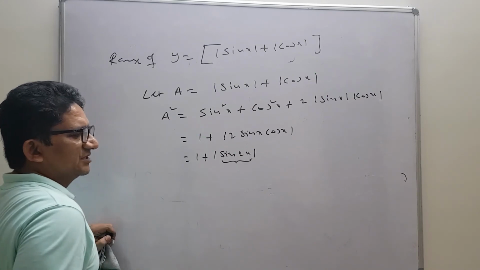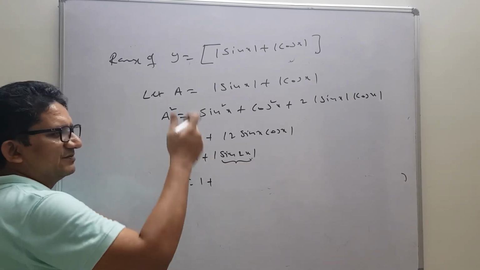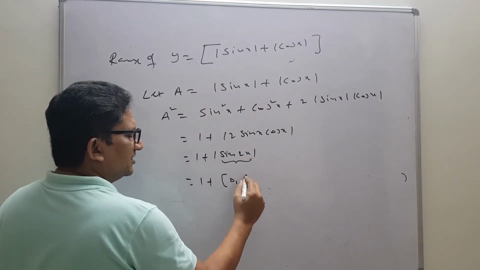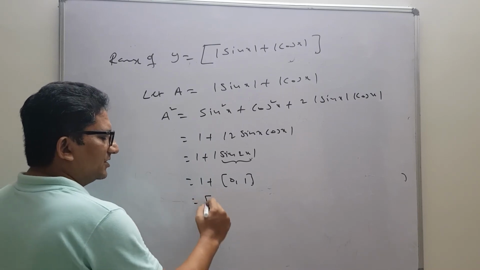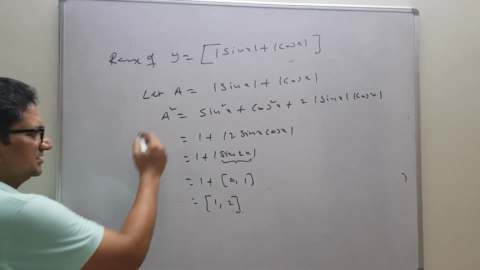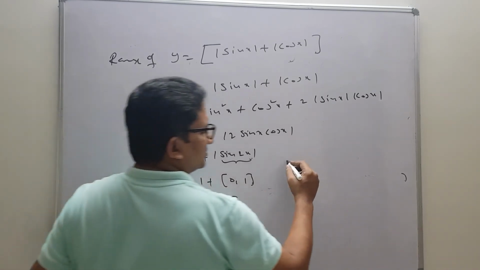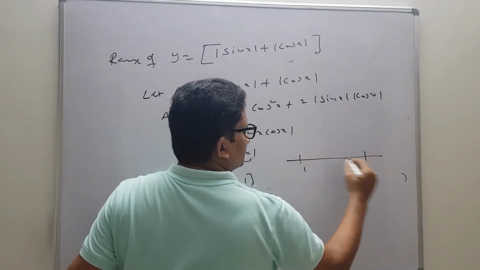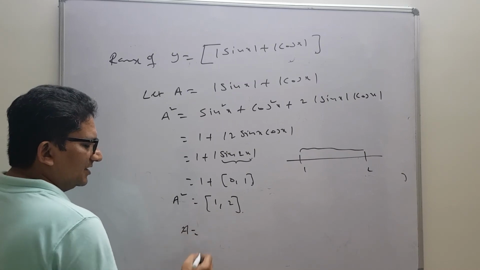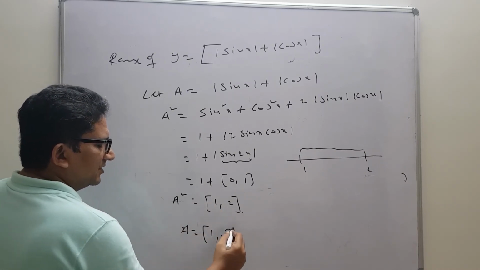Now the sin 2x value. We know that the range of sin 2x is in between minus 1 and plus 1. But modulus is there, so it lies in between 0 and 1 only. If we add 1 to this one, then we will get 1 comma 2. So A square belongs to 1 comma 2, all positive values only. Then A will lie in between root 1, which means 1 only, and root 2.